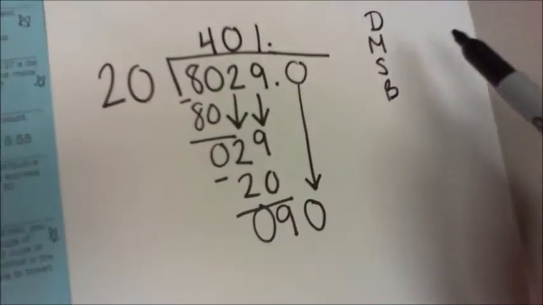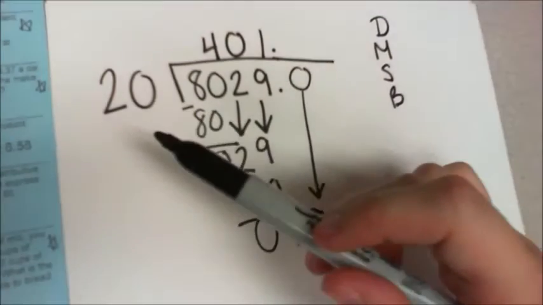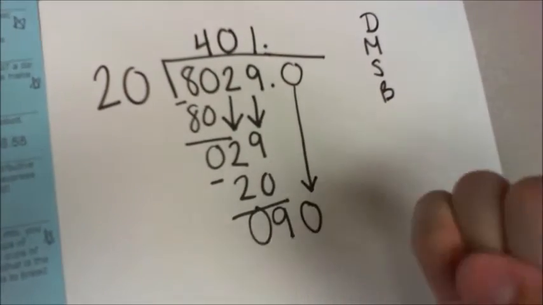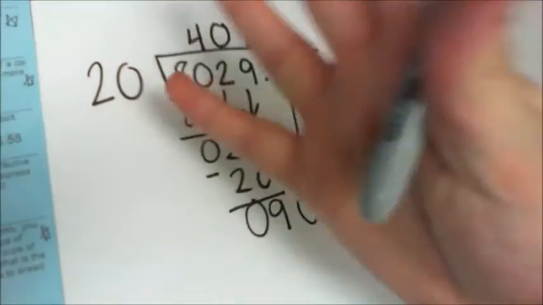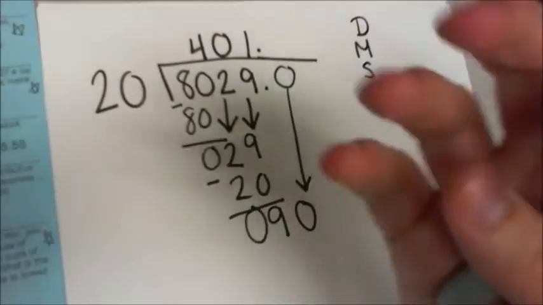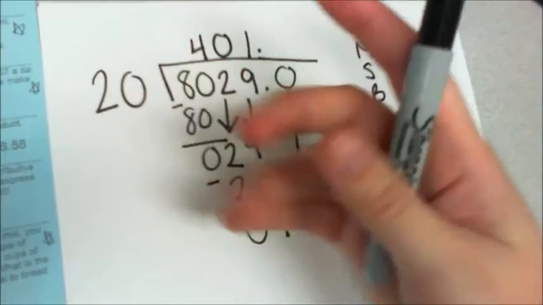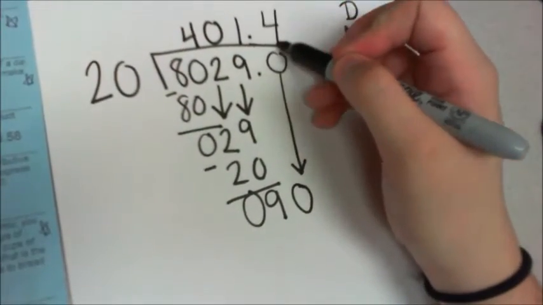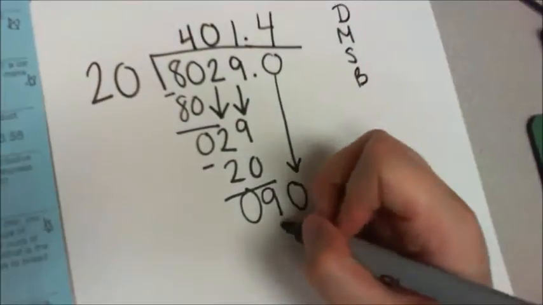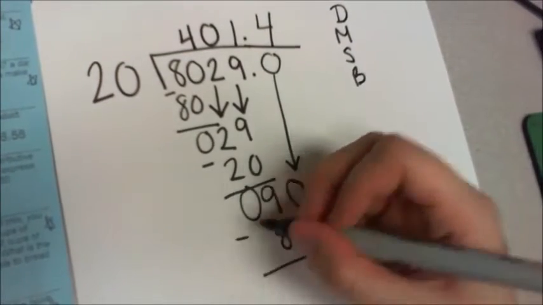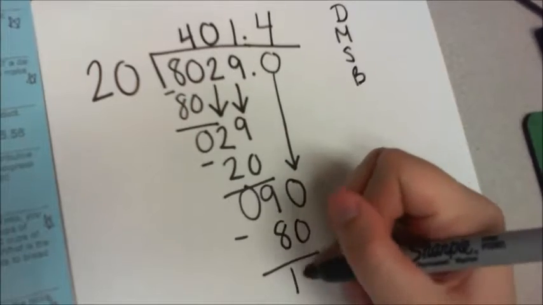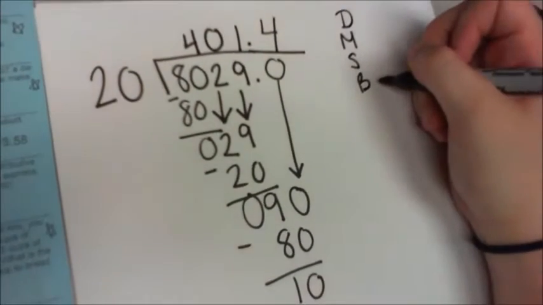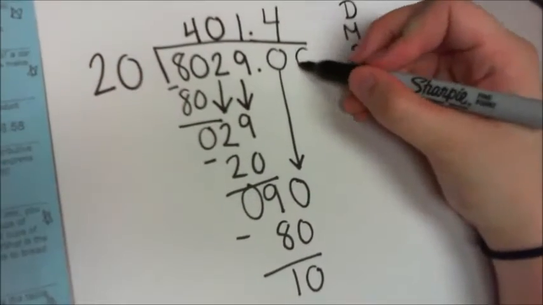Now we're on our divide step. How many times can 20 go into 90? 20, 40, 60, 80, 100. So 100 is too much, which means we have to multiply 20 by 4 to get us to 80. Now we subtract. 90 minus 80 is 10. Now we have to bring down another 0.